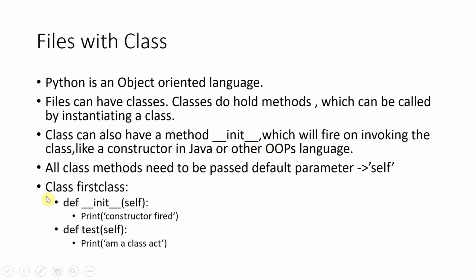Now, if you see here, this is a class definition. You say class name. Then if you want to define a constructor which will always fire, you say def __init__. So this is a reserved word, okay? If you want to call a constructor, you have to write it like init. And mandatory, you have to give self as a parameter. Any method inside a class, let me repeat, should always have a default parameter self.